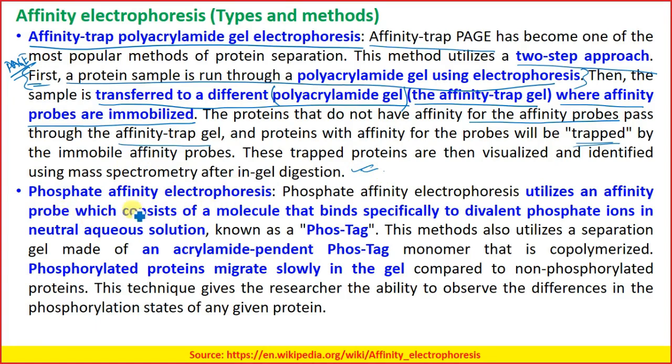Then next is phosphate affinity electrophoresis. Phosphate affinity electrophoresis utilizes an affinity probe which consists of a molecule that binds specifically to divalent phosphate ions, which are present in neutral aqueous solutions of the gel, and it is regarded as the phosphate-binding tag. So, what are these? They are the probes or the ligands which have the ability to immobilize or to capture the divalent phosphate ions.